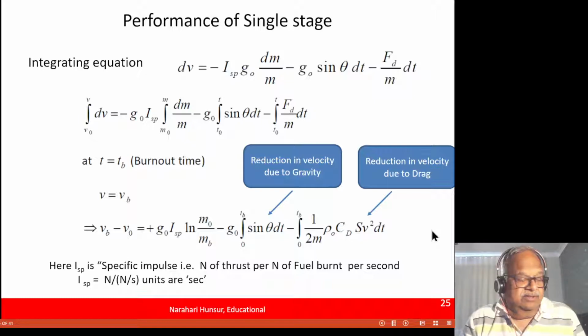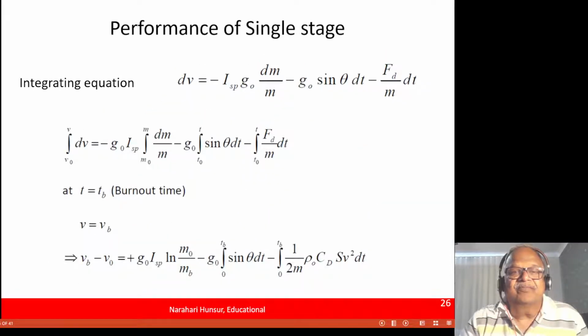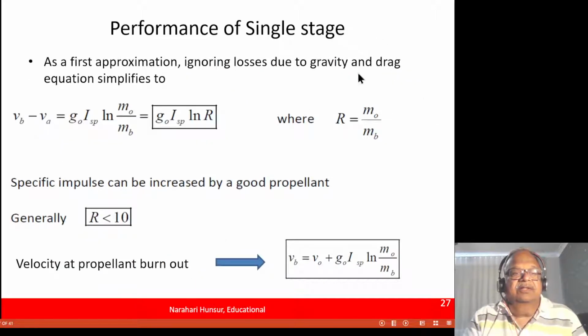As a first step, let's say we neglect the gravitation losses and the drag losses. If we do that, this entire term disappears. So you have only delta v is g naught Isp into the logarithm of the ratio between initial and final mass. It's a very simple equation. We will try and see how we can estimate these things later. So if I ignore the losses due to gravity and drag, the equation simplifies to g naught Isp into ln r, where r is the mass ratio, initial mass by final mass.